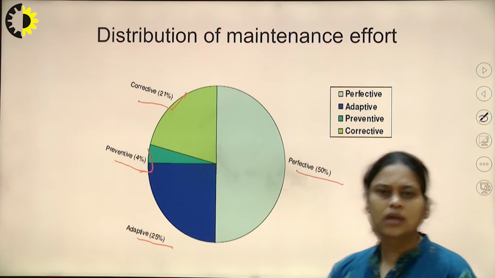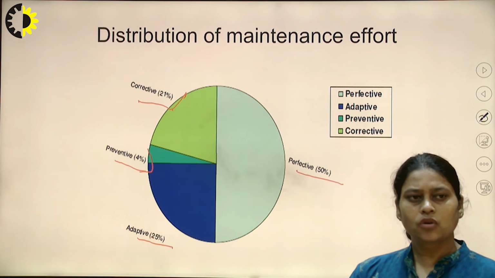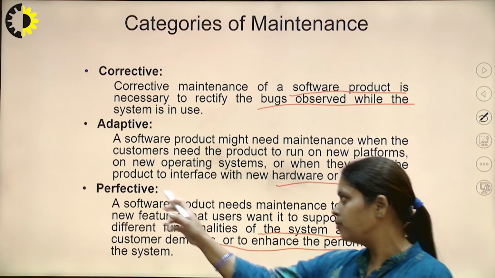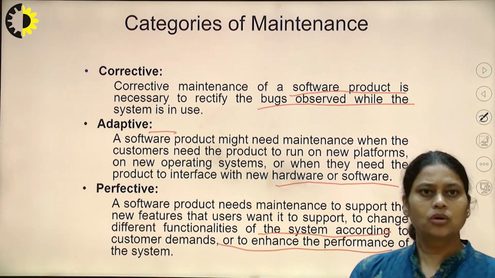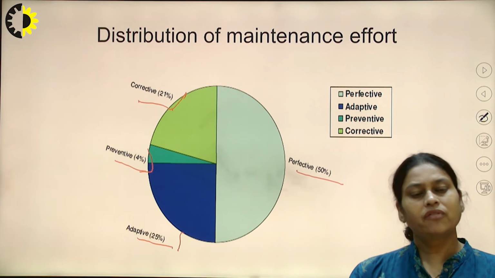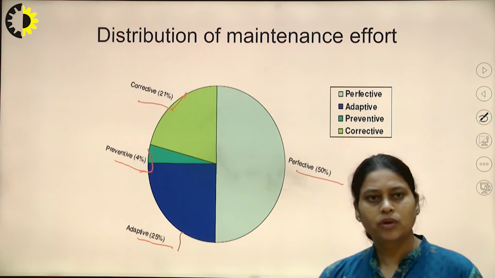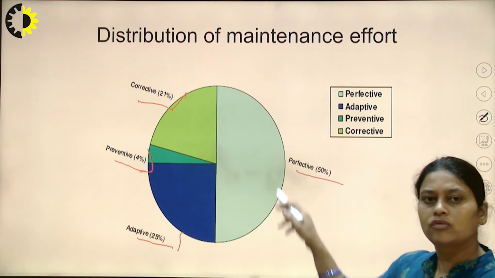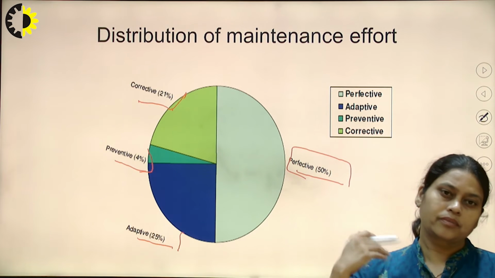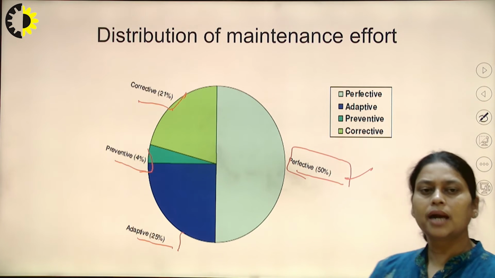And if we are talking about preventive maintenance, only 4% is needed to improve the performance of the software. And for adaptive maintenance, the percentage is 25%. It means there is a 25% requirement that we have to port our software from one platform to another, and the maximum amount of maintenance goes to perfective maintenance. It means that during the whole maintenance phase, we mostly upgrade the functionality in the existing software.